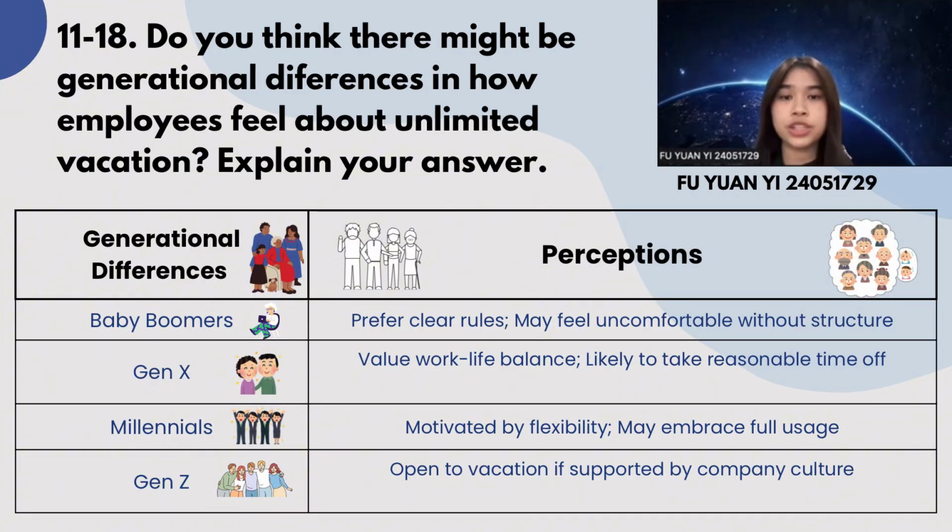Lastly, Gen Z employees are open to unlimited vacation, but they are highly influenced by organizational culture. If managers and senior employees do not take leave, Gen Z may hesitate, even if the policy exists. They rely heavily on behavioral cues and role models to decide what is truly acceptable. This shows that unlimited vacation alone is not enough. Role modeling is important. Overall, these generational differences show that a single policy can be interpreted very differently depending on employees' values and past experiences. Therefore, managers cannot assume that unlimited vacation will motivate all generations in the same way.